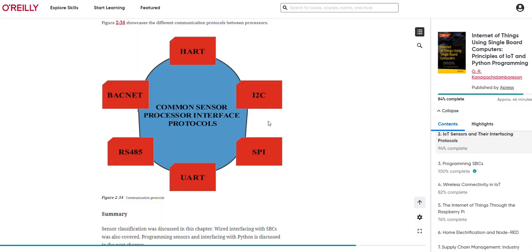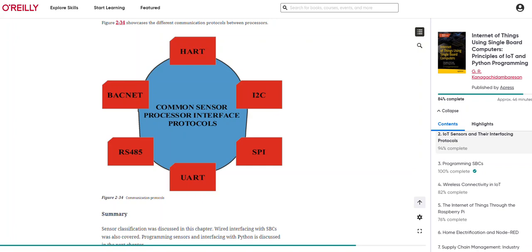Now we've got I2C, you see in the upper right corner. That's inter-integrated circuit. It's a synchronous multi-master, multi-slave protocol, often used when multiple sensors need to communicate with a microcontroller using just two wires, one for data, SDA, and one for clock, SCL. It's great for short distance communication in an embedded system. There's one protocol.